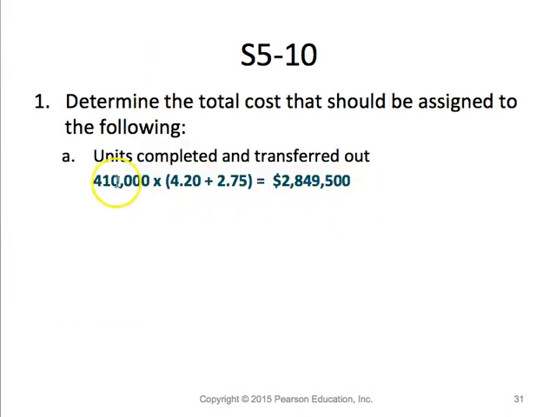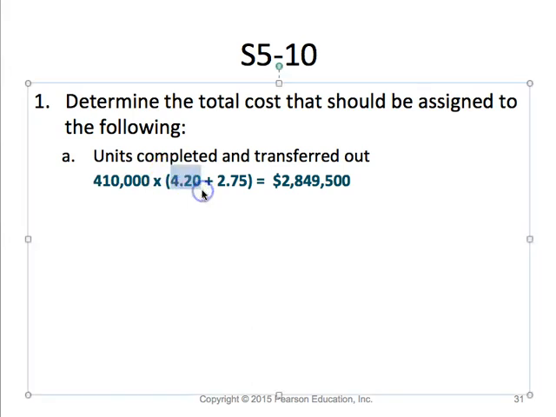So here is the 410,000, so 410,000 times. Okay, this is the total cost. So this is direct material, this is conversion cost, and this is the per unit average cost. So use this one times the total, and we get a total transfer out dollar cost.